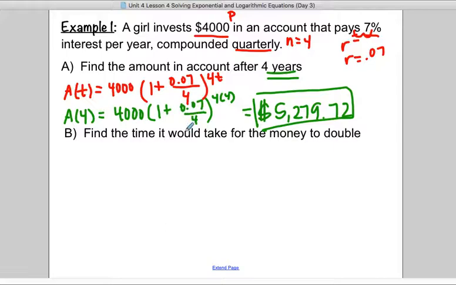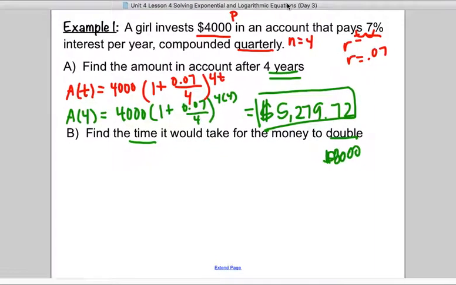Now we're going to go ahead and we are going to solve for time. Okay, we're going to be solving for t. So it's asking us to find the time it would take for the money to double. Okay, well currently she has $4,000, so if her money doubles, she now has $8,000. So I'm going to take the 8,000 and plug it in for this side, the A of t side. Okay, so that's when I want to know what I will get out.